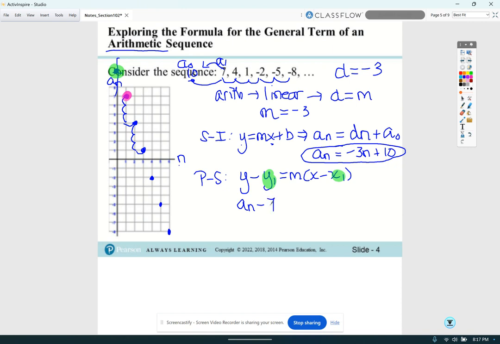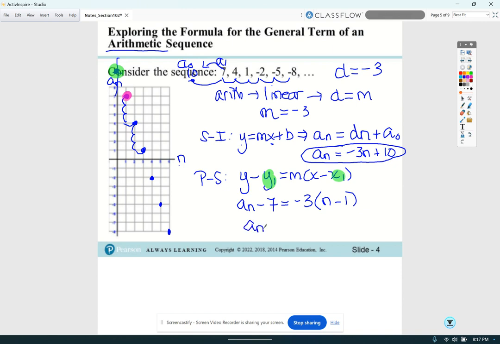In this case, that's going to be 7. So that's coming from the point I have highlighted there in pink. For sequences, I don't use m, I use d, so common difference, -3. And then instead of x, I use n, and then minus, and then x sub 1 would be 1 in this case. That's the x coordinate of that point that I've highlighted in pink.